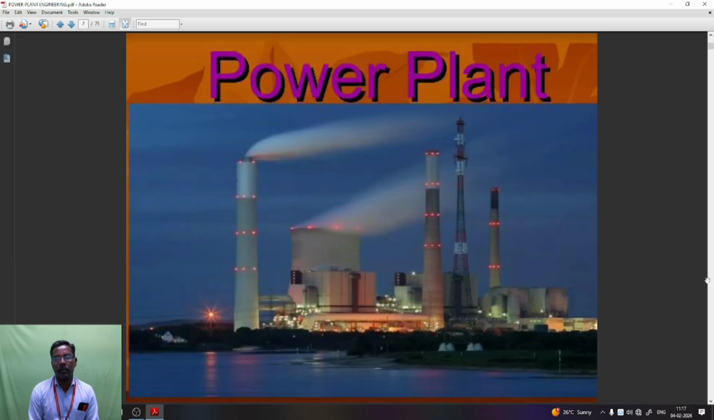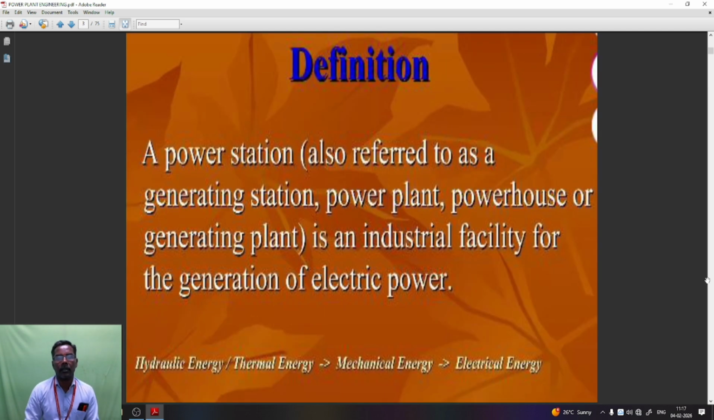Power plant. This is the structure of a power plant. Definition of power plant: a power station, also referred to as a generating station, power plant, powerhouse or generating plant, is an industrial facility for the generation of electric power.